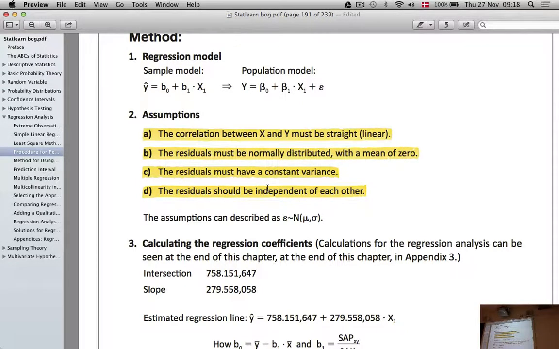Okay, so first I talked about the normal distribution. So if we had the straight line, we would like the residuals to lie something like this, very narrowly in here, and it does not matter if they're not straight here, right?